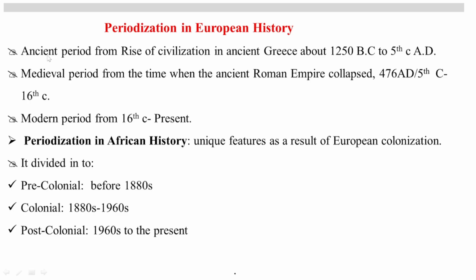Ancient Europe, medieval Europe, and modern Europe. Or ancient period, medieval period, or modern period. Ancient period means 1250 BC to the 5th century AD.